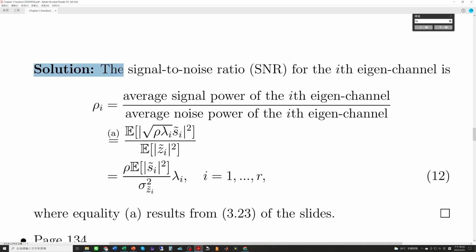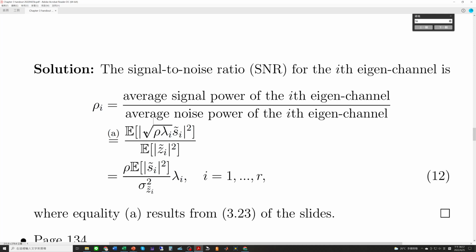Okay. Solution: the signal to noise ratio, SINR, for the ith eigenchannel is rho i, which, according to the definition of SNR, is equal to the average signal power of the ith eigenchannel over the average noise power of the ith eigenchannel. And it is equal to the expectation of the square of the absolute value of the signal term divided by the expectation of the square of the absolute value of the noise term Z tilde i.